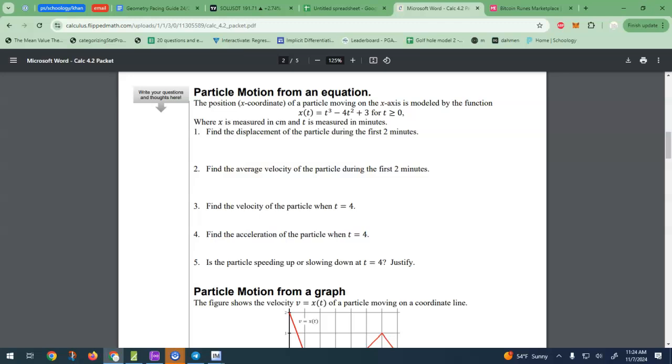Anybody else? Forward or backwards? I'm not moving on until I get thoughts. Forward or backwards?